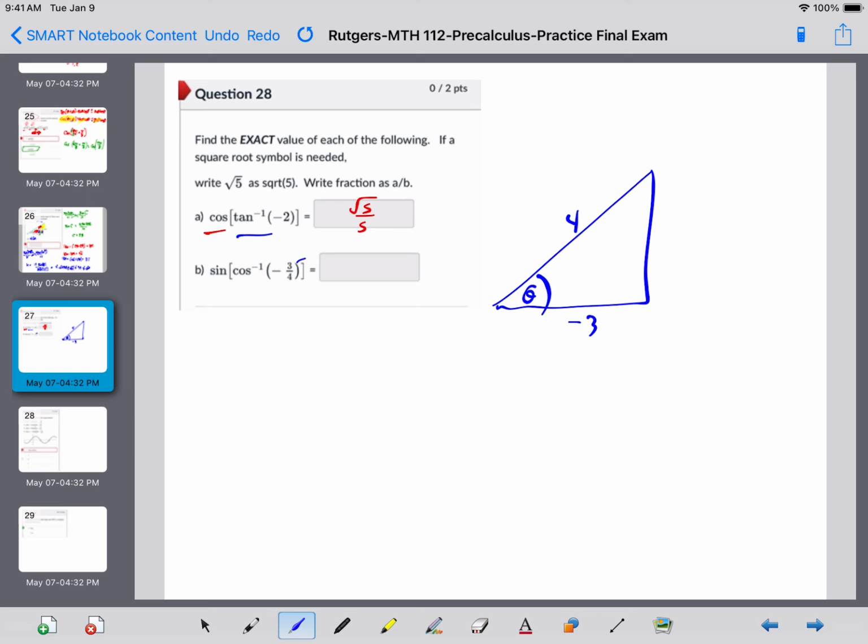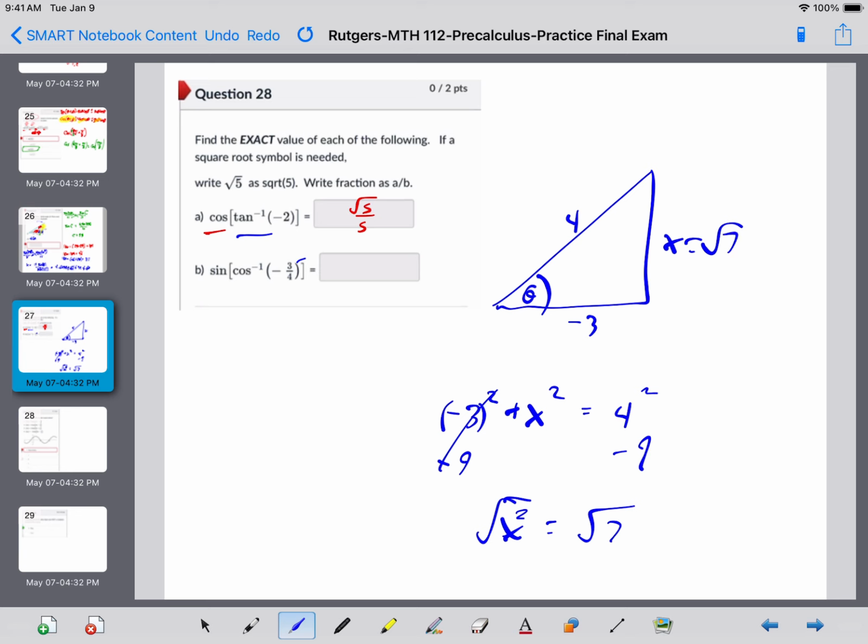So then we're going to have to find the opposite side. So we have -3 squared plus x squared equals 4 squared. We could subtract the 9 on both sides. X squared equals... you take the square root of both sides. 16 minus 9 is 7. So you get x equals square root of 7. So then because you have those values, you could just find sine now. So the opposite would be square root of 7 over the hypotenuse 4. And then that's your answer.